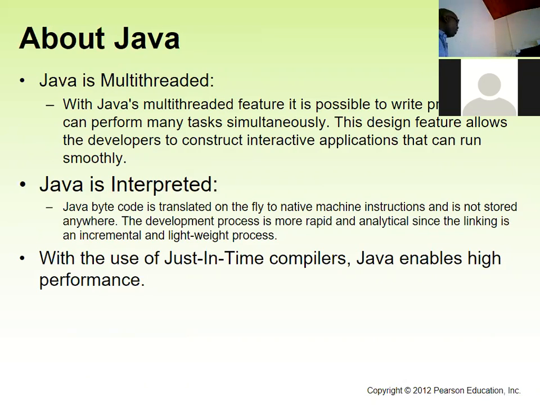And Java is interpreted. So the code is translated on the fly to a native bytecode, and it's not stored anywhere. The development process is more rapid and analytical, since the linking is an incremental and lightweight process. Java enables high performance also with what we call just-in-time compilers. Of course, the compiler that you use can vary. There are multiple versions of it. I think the one we're going to be using is from Oracle, which actually bought Sun Microsystems recently.